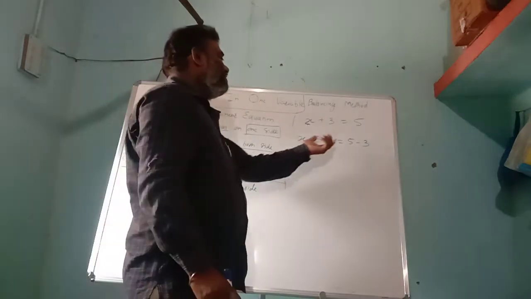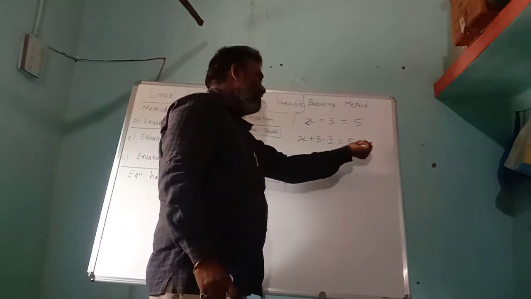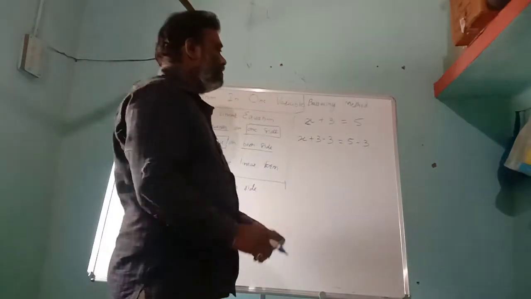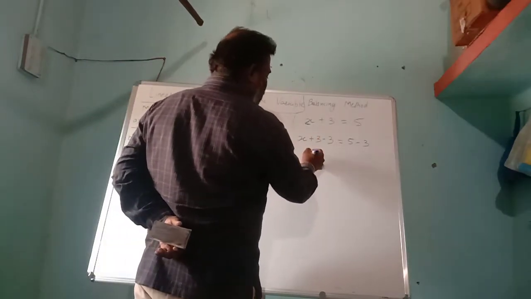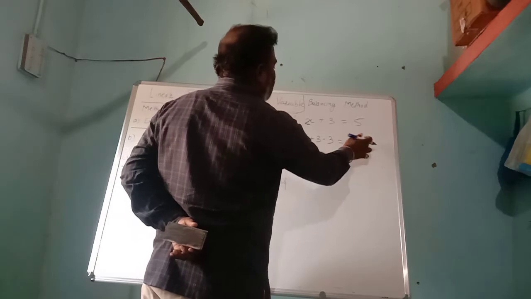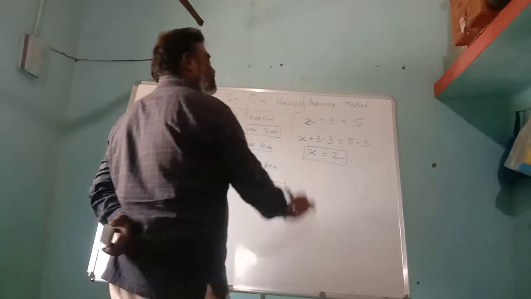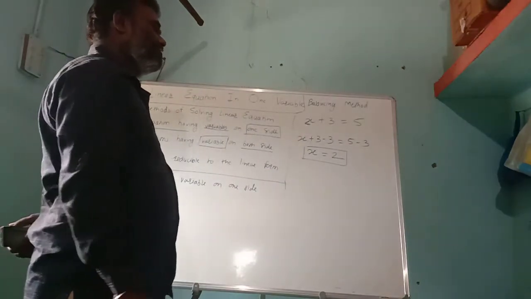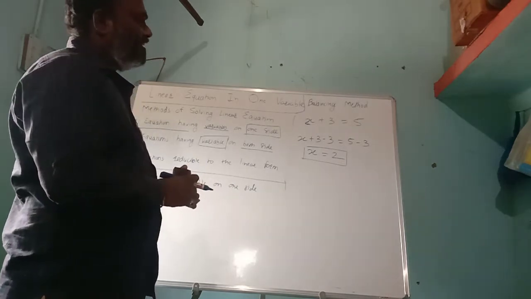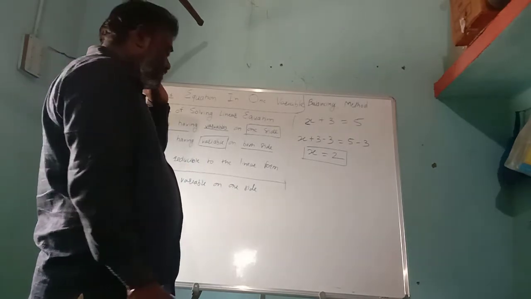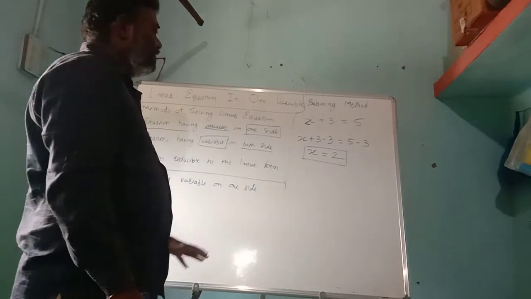Means I am balancing the equation. From the left hand side I removed 3, and from the right hand side also I removed 3. Means the equation is balanced. Here, plus 3 and minus 3 becomes 0. Hence it is x. 5 minus 3 becomes 2. Hence our answer is x equal to 2. This type of method is called the balancing method or isolation method. In other words, we can say it is the isolation of variable method.